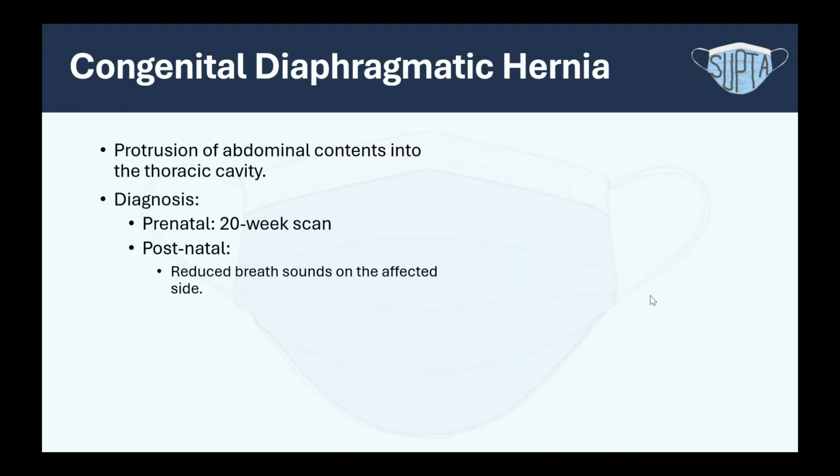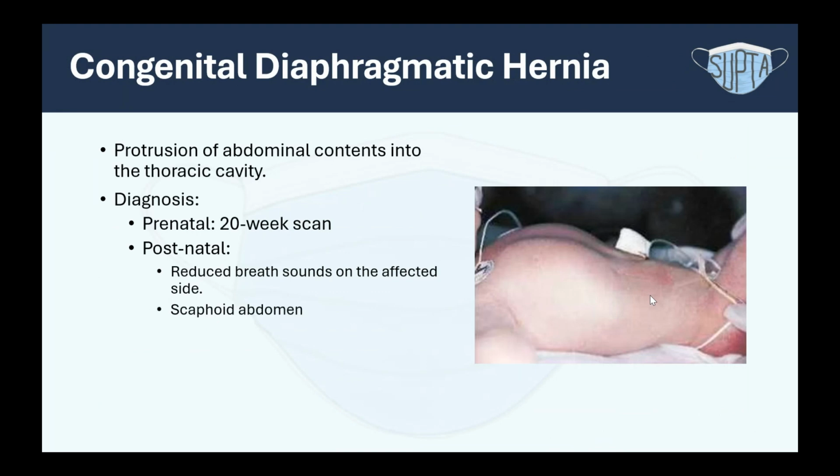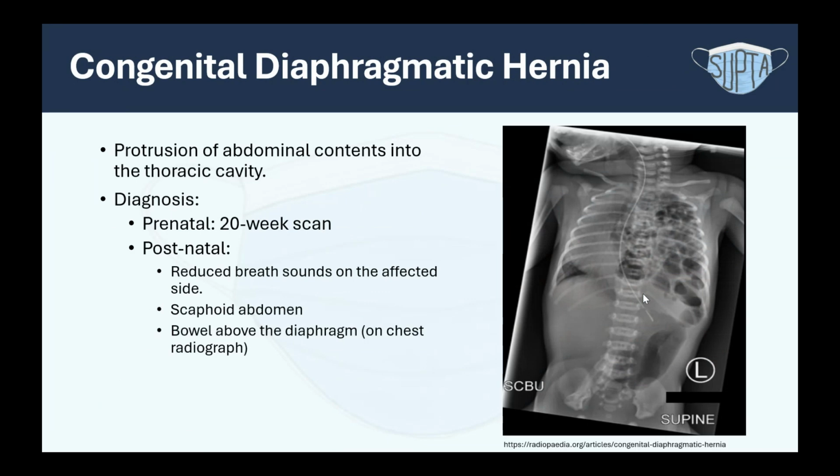You may also see something called scaphoid abdomen, because the abdominal organs that are supposed to be here have migrated into the chest cavity. The abdomen is essentially going to be underfilled. This also is going to result in a sunken or concave appearance of the abdomen, hence the term scaphoid abdomen. Finally, you may see bowel above the diaphragm on X-ray, like what you see here on your screen.